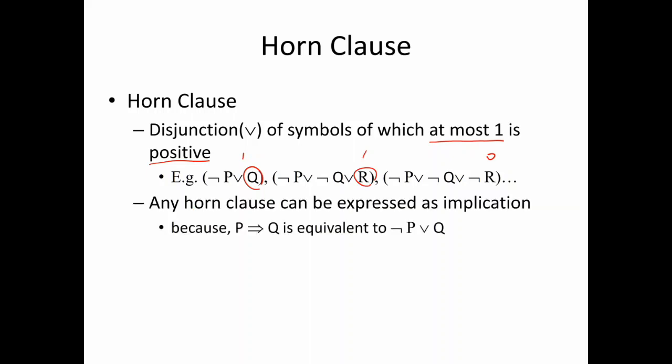So what's so special about Horn clauses? We know that implication P implies Q is the same as not P or Q. When we have a Horn clause, we can easily turn that into an implication. For example, in the first case, we would turn that into P implies Q. In the second example, we have not P or not Q, not of that, implies R, which just means P and Q implies R. And in the last case, we can do it in many different ways, but one of the ways is P and Q implies not R.